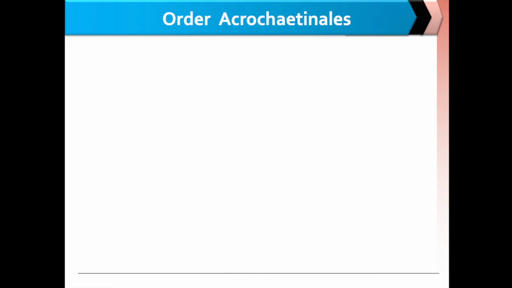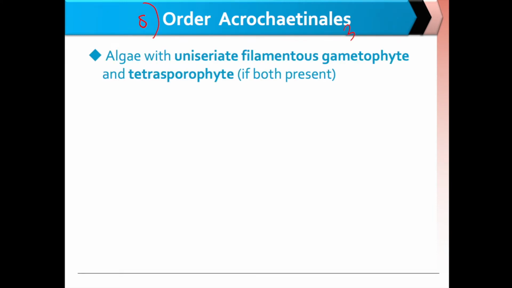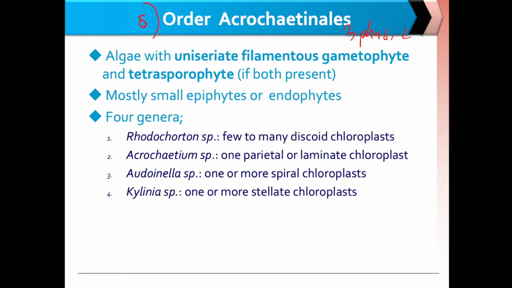Now for your order Acrocatenales, so this is number 5. This one naman has a fully fledged triphasic life cycle. So fully fledged triphasic life cycle na si Acrocatenales. So this order of your red algae has a uniseriate filamentous gametophyte. So uniseriate lang yan na filamentous na gametophyte. And it also has a tetrasporophyte. Okay? Mostly, your order Acrocatenales are epiphytic in nature, and usually they can also grow inside or become endophytes of certain algae and certain plant species too.